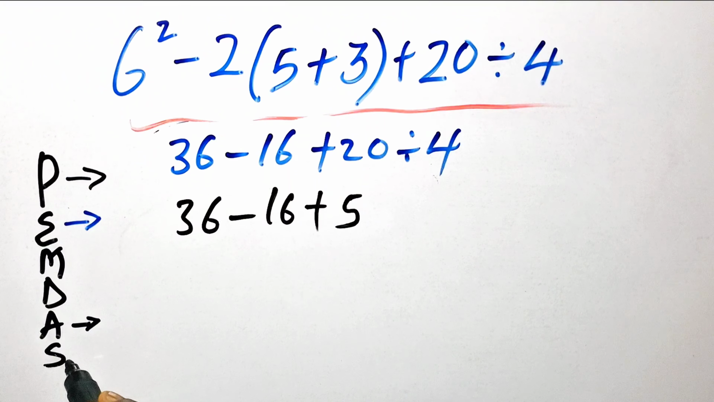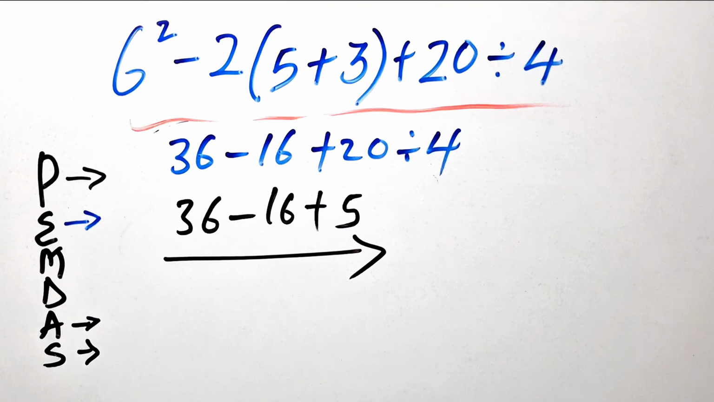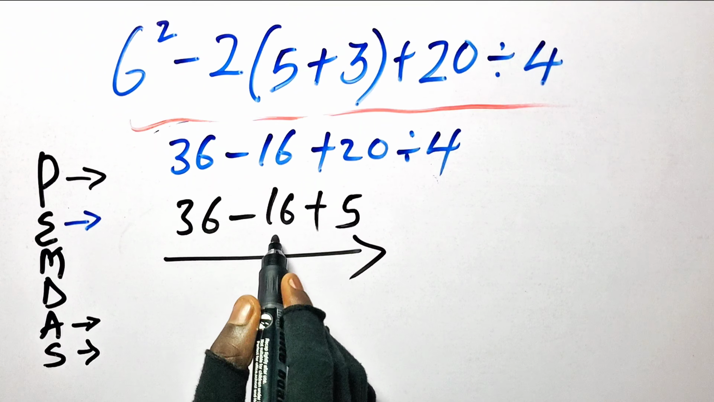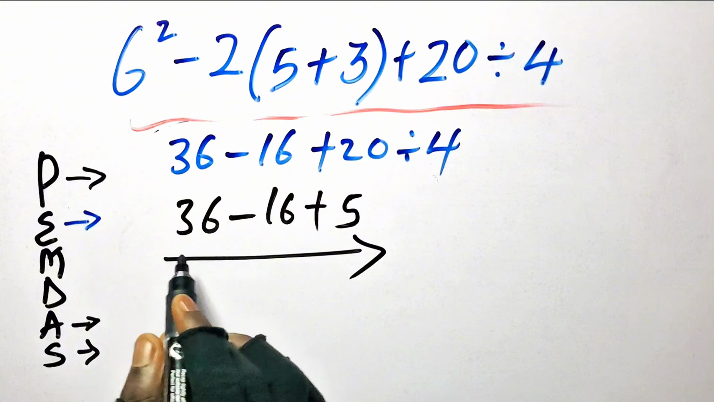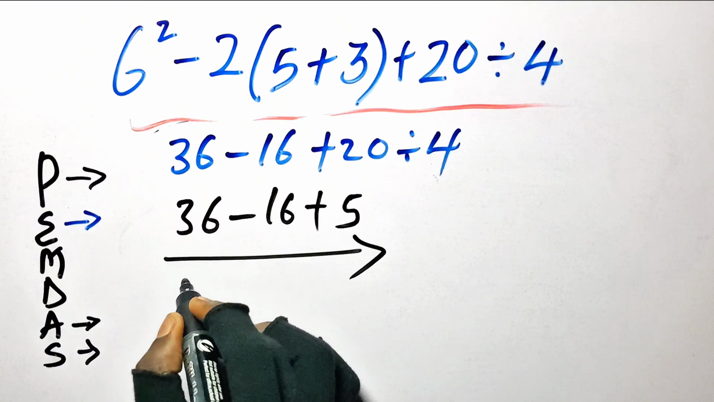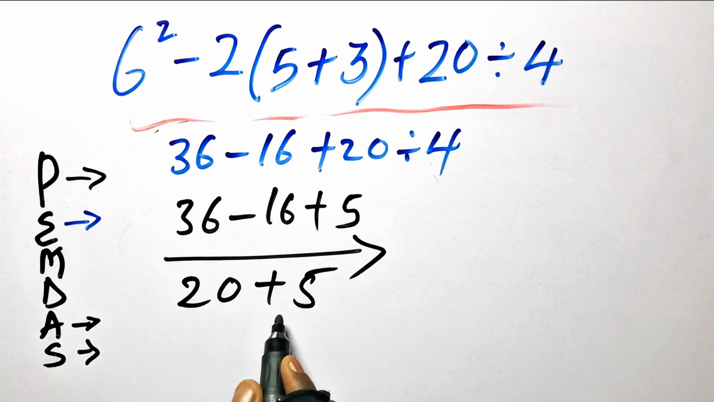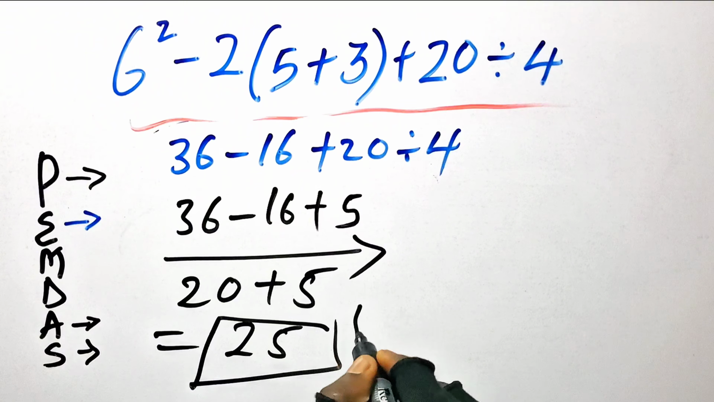Then, look at this case again. Addition and subtraction also have the same priority. I have power and you also have power. Then, let us move from left to right. We have 36 minus 16. Don't say 16 plus 5 first. Left to right. 36 minus 16 equals 20, plus 5. And therefore, 20 plus 5 is equal to 25. And this is your final answer.